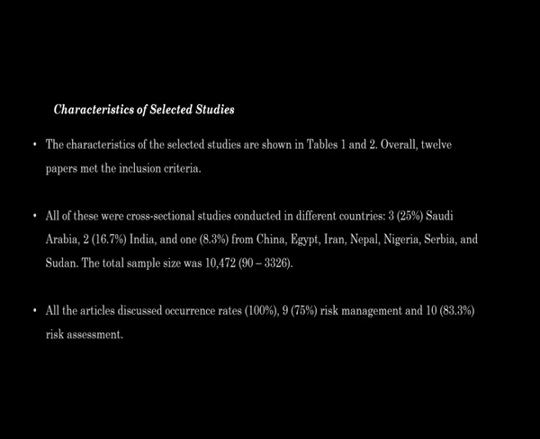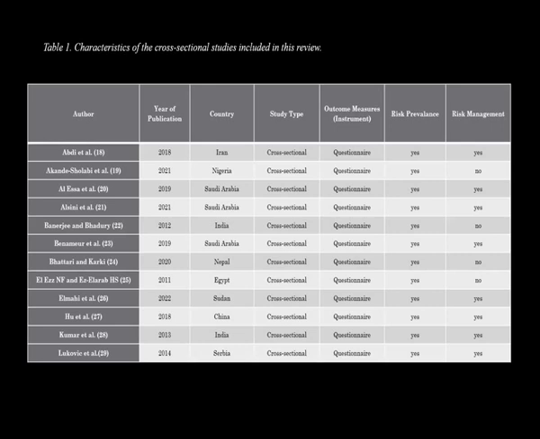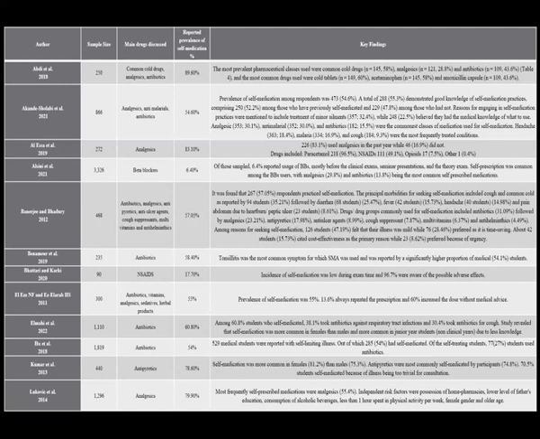All these 12 studies were distributed in three sections: occurrence rate, risk management, and risk assessment. All the 12 discussed occurrence rate, that was 100%, and only 10 discussed risk management, and 9 discussed risk assessment as well. These are tabulated.